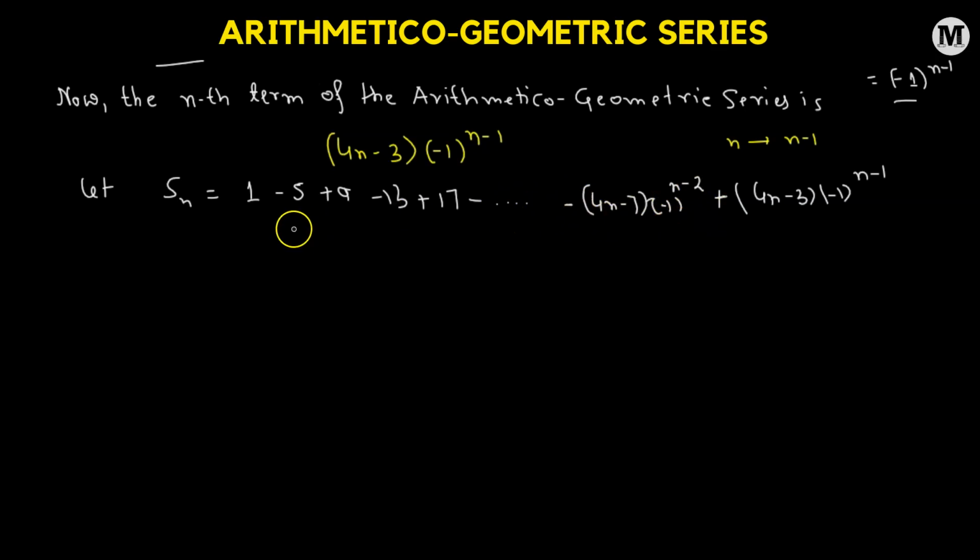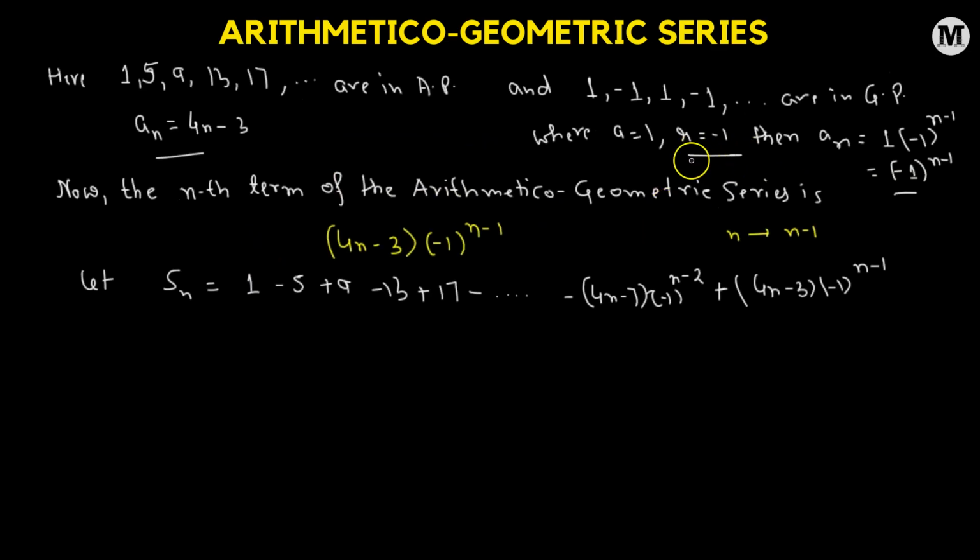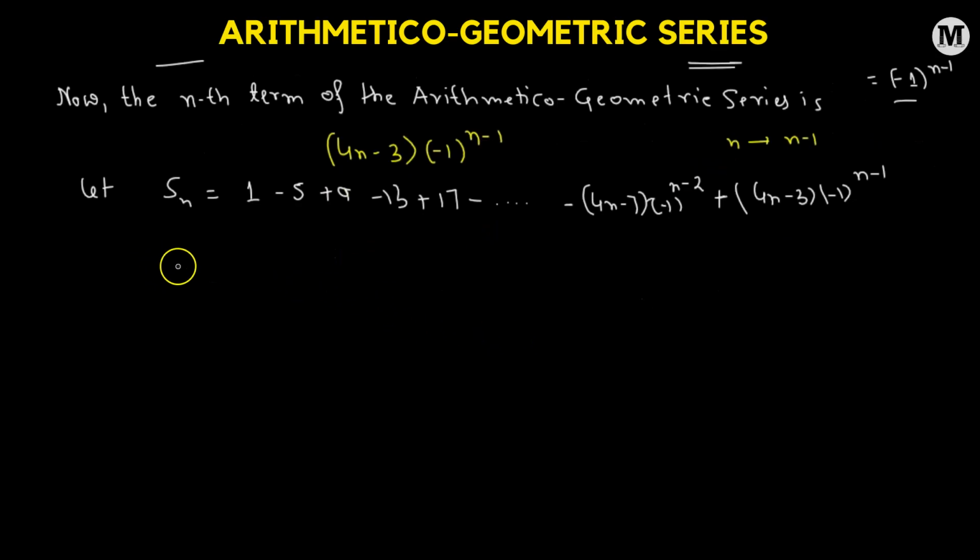Now, we'll consider the common ratio of the geometric progression which we considered. Here, the common ratio came out to be negative 1. So we'll take that negative 1 and multiply each term of Sn with negative 1. That means we have negative Sn. So positive 1 will become negative 1 when we write it below. Then negative 1 multiplied by negative 5 makes it positive 5. Positive 9 multiplied by negative 1 makes it negative 9. And negative 13 multiplied by negative 1 makes it positive 13. So this is going to continue.